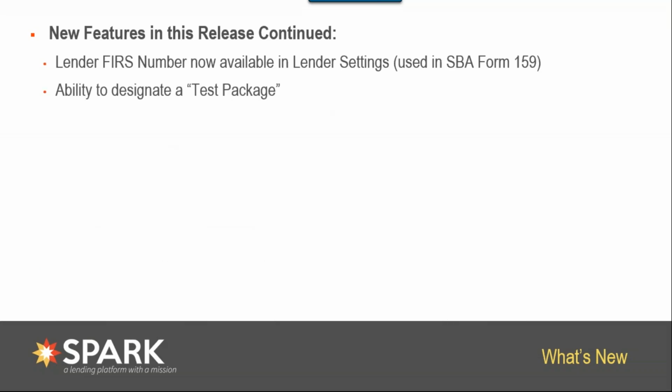Other new features that we had with this release are the FERS number is now available in your lender settings. On the SBA Form 159, you'll notice there's a place for your FERS number. That wasn't previously filling in, and now we actually have that being pulled in directly from Spark onto your SBA Form 159.